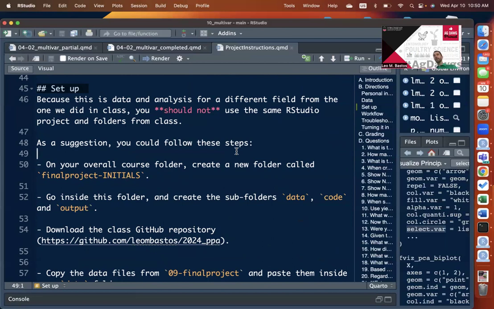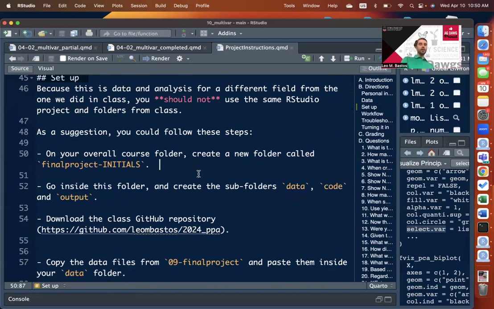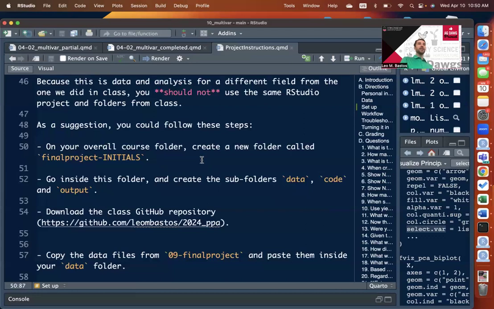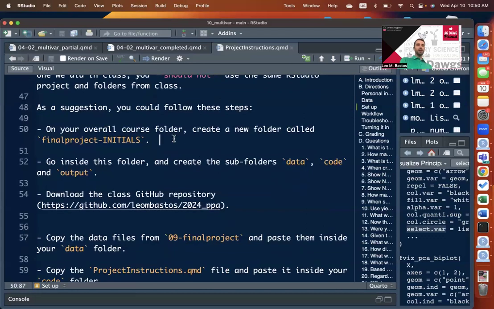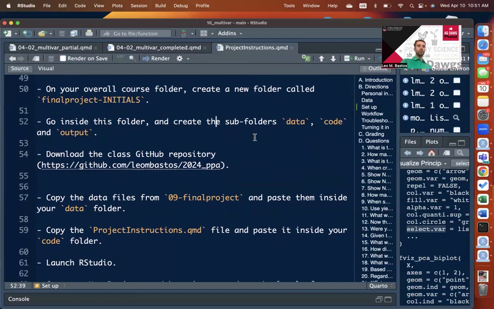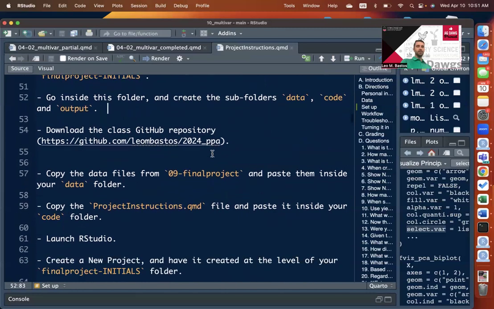In class, a lot of the steps that you are going to be asked to do for the final project, we did as multiple RStudio projects, right? As you remember, going from maybe 0 all the way to 11, which was the management zones we just finished. So the way that I would recommend that you set up the final project is to create a folder in your overall folder of the course. You name it something like final project and your initials, or maybe a last name. You go in there and create data, code, and output.